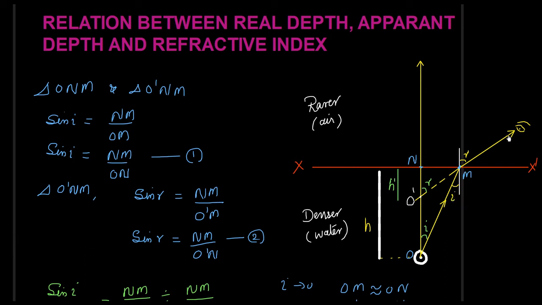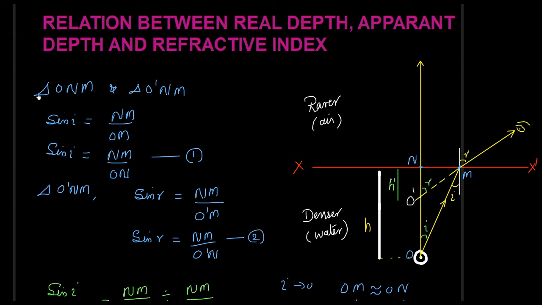For a person who observes from the rarer medium, the person feels that the position of the object is at O dashed. So he is not seeing the actual position of the object. Instead, he sees the apparent position of the object. Now let us consider O dashed is at a depth h dashed below the surface of separation.